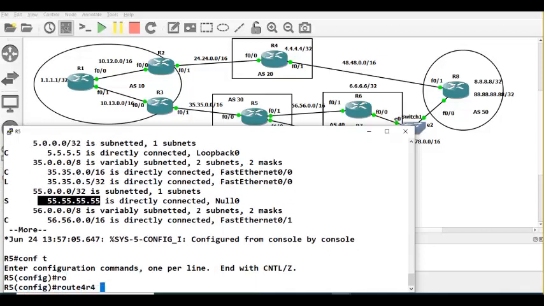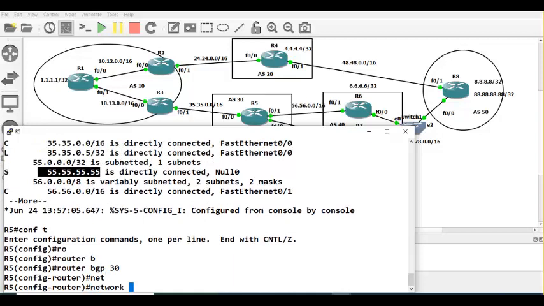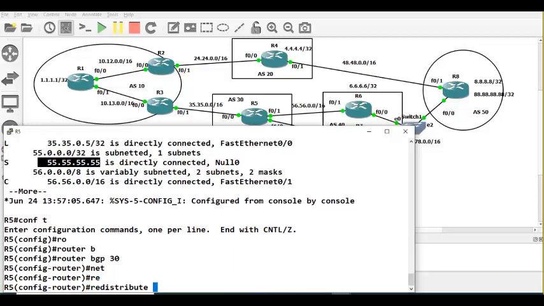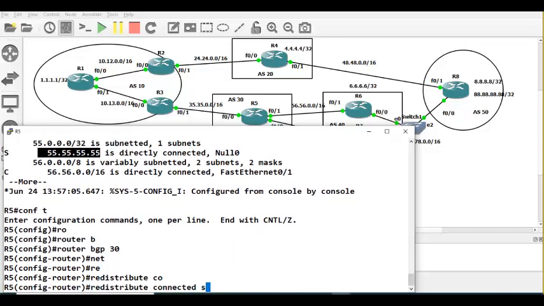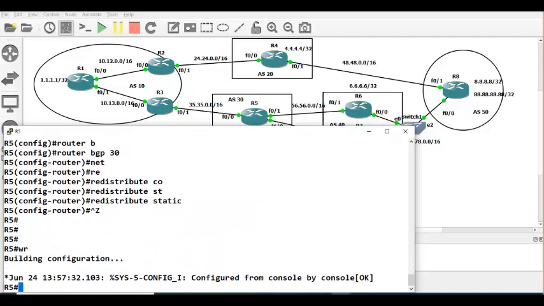Now I say router BGP 30, redistribute connected. Sorry, not redistribute connected, redistribute static. Boom. All right. So the method that I used to inject the route is redistribution.